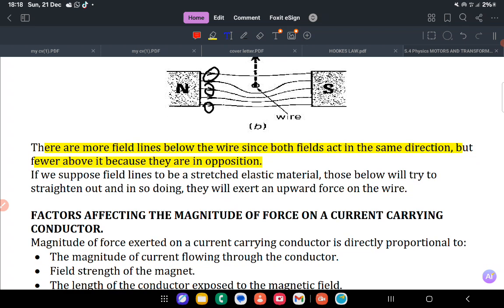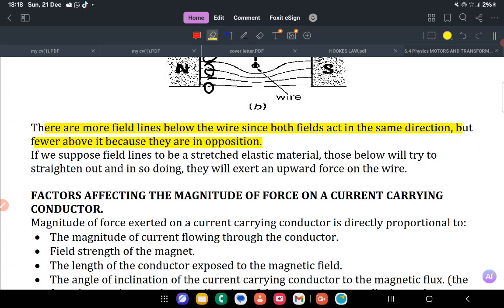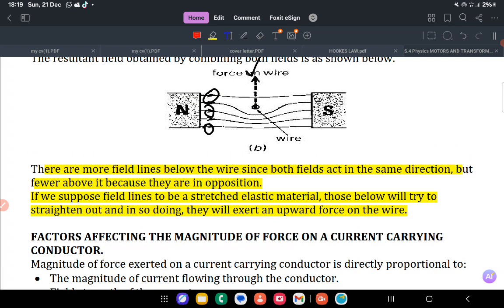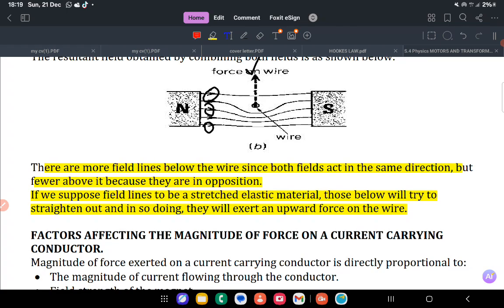All right? So if we suppose the field lines to be stretched elastic material, those below will try to straighten out, and in so doing, they exert an upward force on the wire. So the wire moves up because of the interaction of the two magnetic fields. One magnetic field is created by the current carrying wire due to the current through it, and the other magnetic field is the one between the two magnets.